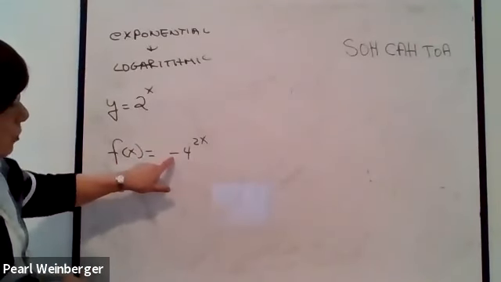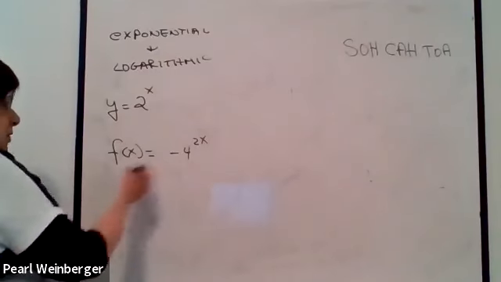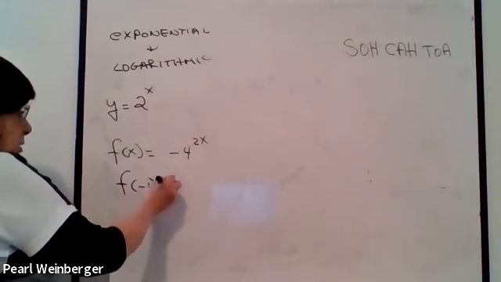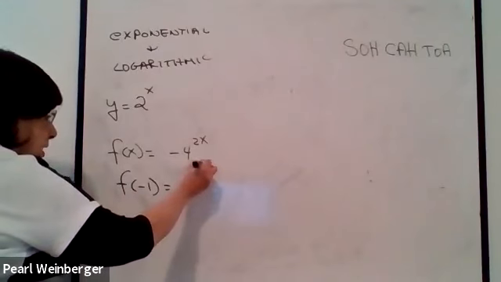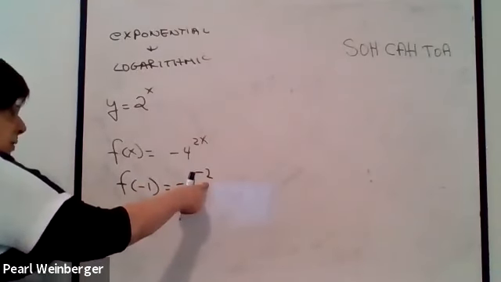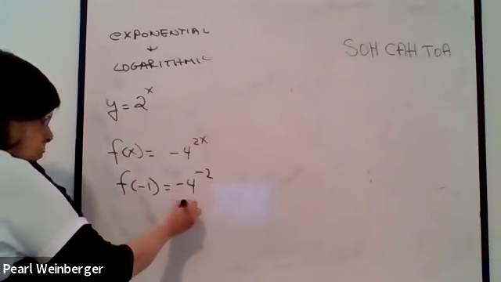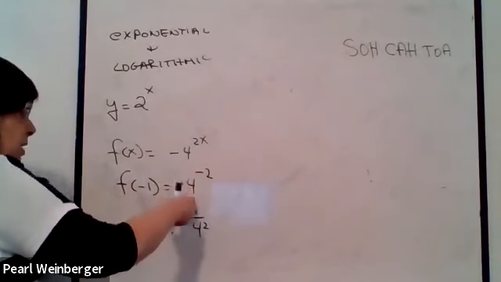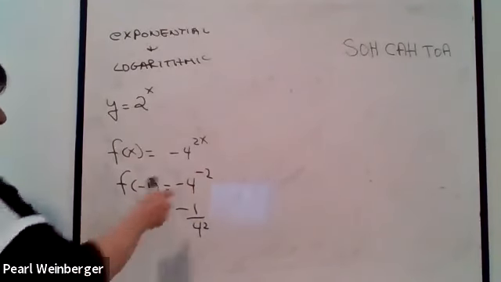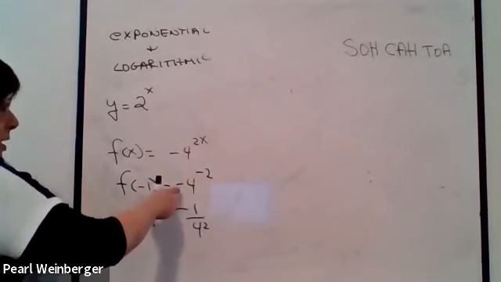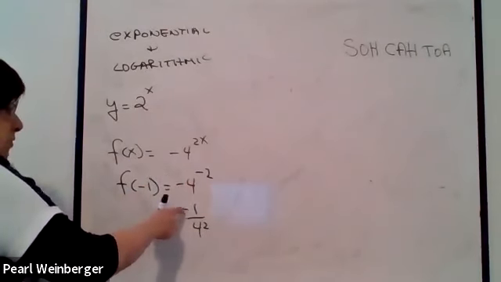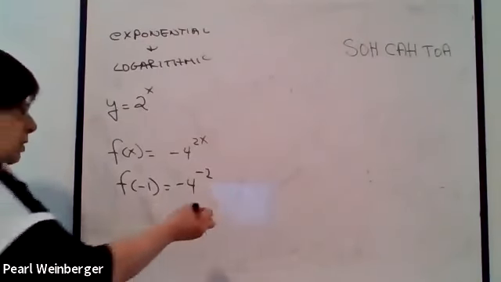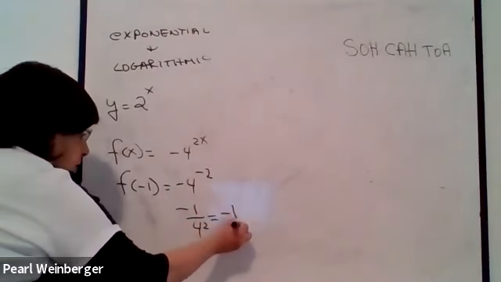It just means after you've done the exponent, so in this case, if I asked you to find f of -1, you would do -4 to the -2 because 2 times -1 is -2, which would be -1 over 4 squared. Remember, when you have a negative exponent, it means take the reciprocal. Notice this negative just stays in front. It's not part of the base. You're just multiplying your whole answer by -1. This is the same as -1 over 16.